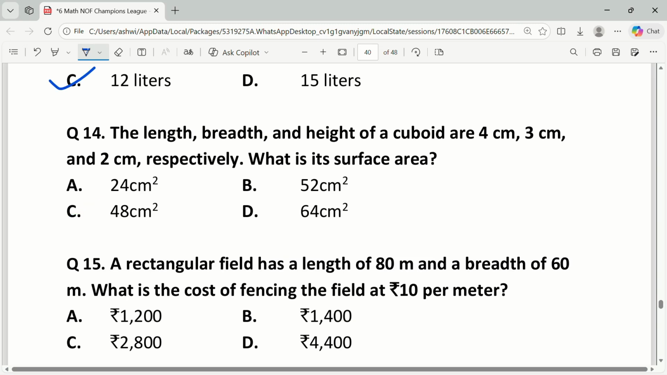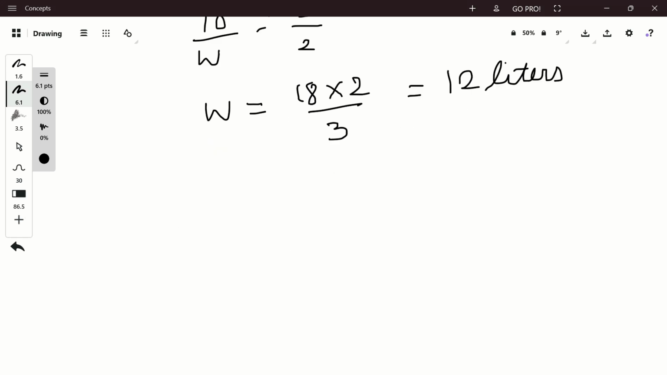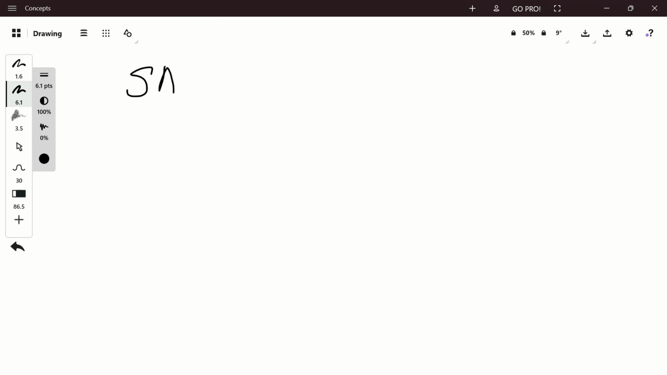Question 14. The length, breadth, and height of a cuboid are 4, 3, and 2 centimeters respectively. What is the surface area? Surface area of a cuboid with length L, breadth B, and height H is given by 2(LB plus BH plus HL).